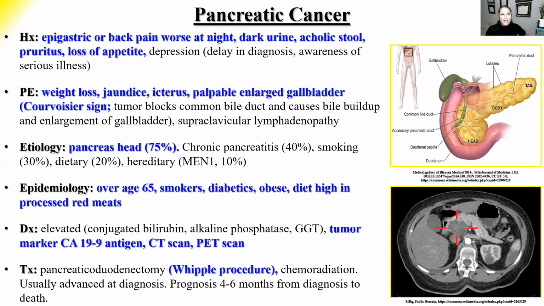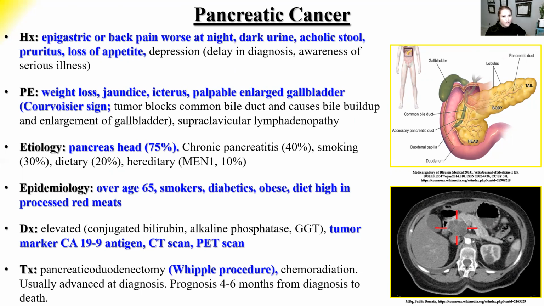Epigastric pain or back pain that's worse at night. This is pretty specific. Dark urine, because we're not releasing that conjugated bilirubin. Acolic stool, that whitish colored stool, because we're not releasing that conjugated bilirubin. Itchy, pruritus, because of the buildup of the conjugated bilirubin. Loss of appetite, depression. This one is more interesting because there's usually a delay in diagnosis.